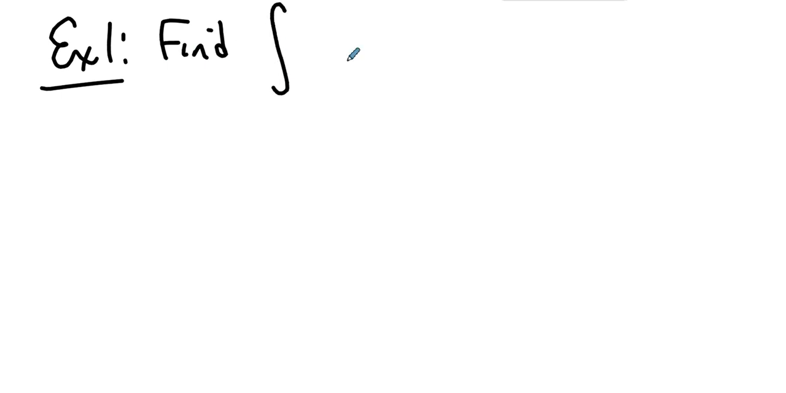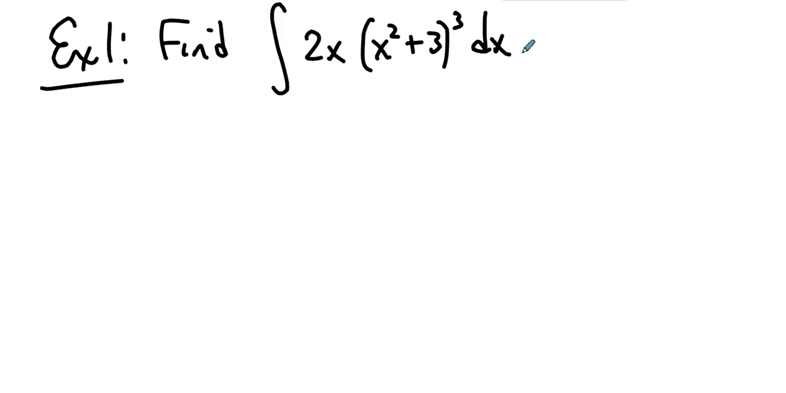Find the integral of 2x times (x squared plus 3) to the third dx. There are a couple of ways to do this. One is to use algebra to expand those brackets, get some ridiculously long polynomial, and then use the power rule one term at a time.